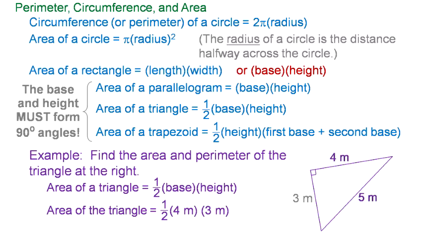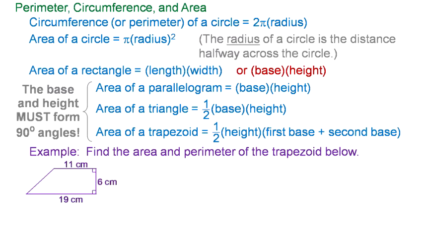Since the 3 meters and 4 meters form a 90-degree angle, I can find the area of this triangle by multiplying 1/2 times 4 meters times 3 meters. Note that I cannot use the 5 meters as either the base or the height because it does not form a 90-degree angle with either of the other two measurements that I have. To simplify this, I'll note that 1/2 times 4 times 3 is equal to 6, and that meters times meters is equal to square meters. Therefore, the area of this triangle must equal 6 square meters.